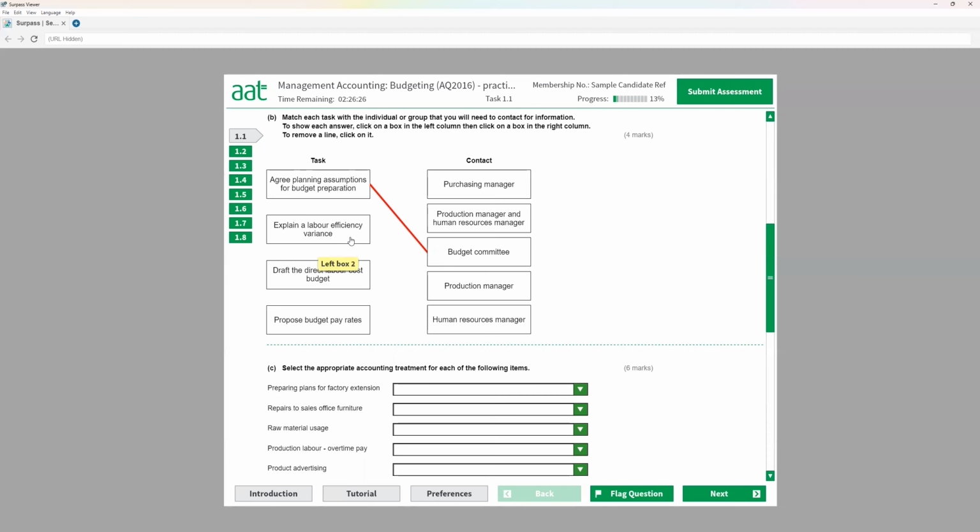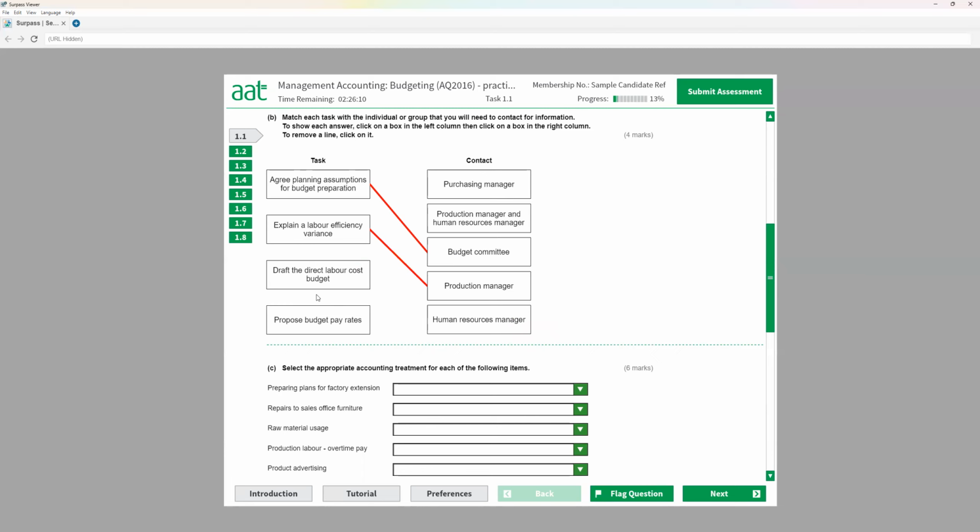Explain a labor efficiency variance. Labor always works under the production manager. Remember that. So for the labor efficiency variance, it could be favorable, it could be adverse. So you need to speak to the production manager.